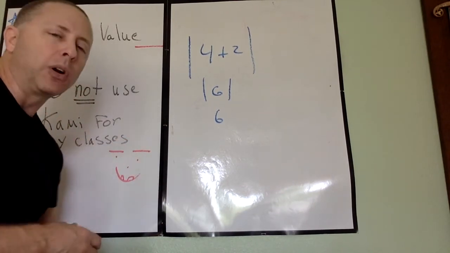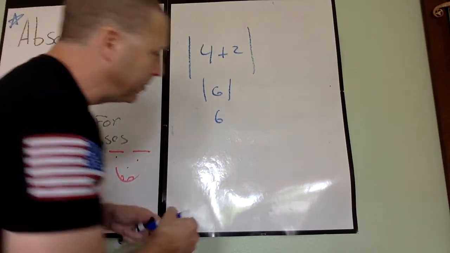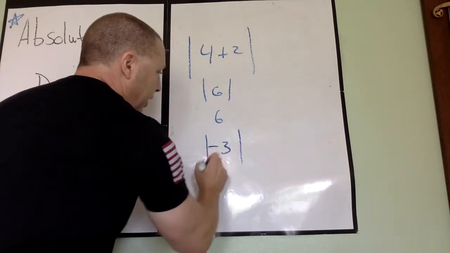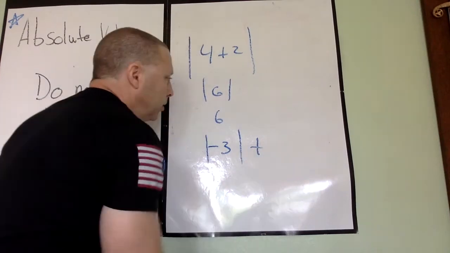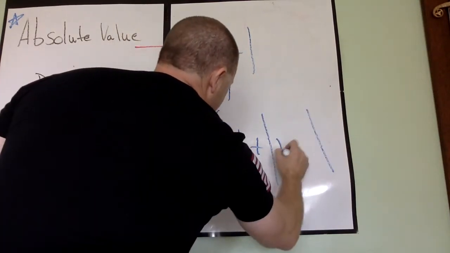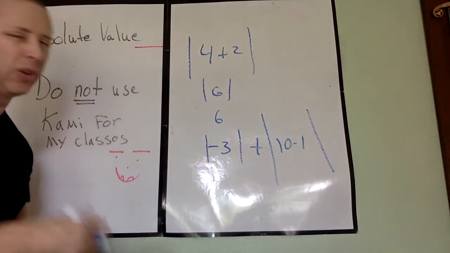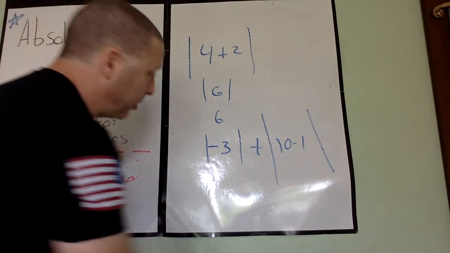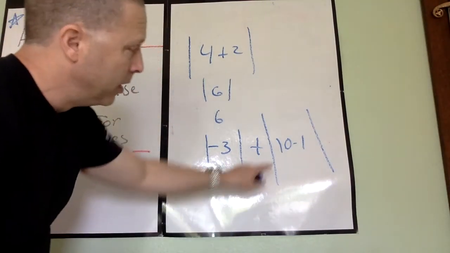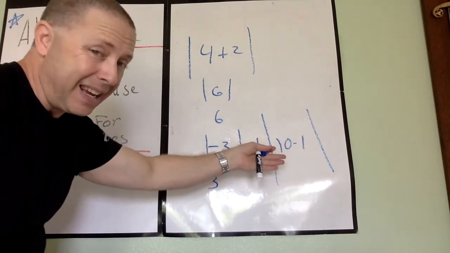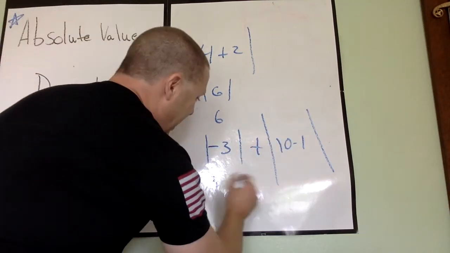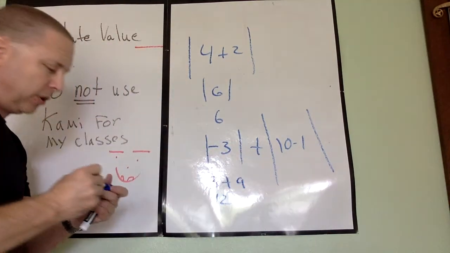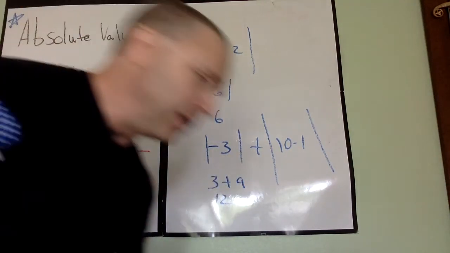They can make it a little more complicated, and you can do some things like this. Let's say you took negative 3, the absolute value of that, plus the absolute value of 10 minus 1. I'm still keeping it pretty simple, but you get the idea. The absolute value of negative 3 is going to be 3. 10 minus 1 is 9, and the absolute value of 9 is still 9. So that becomes 3 plus 9, at which point you have 12. So it's another way of throwing that in there.